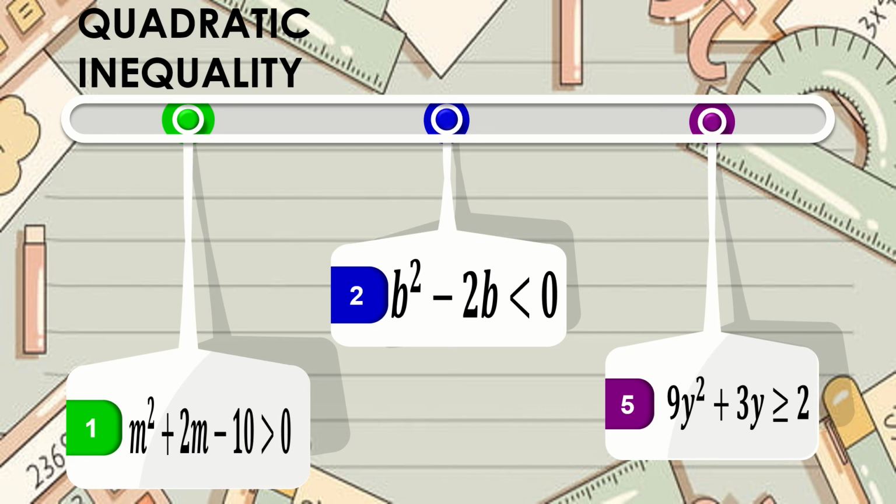Because it is a second degree polynomial, or the highest exponent here is 2, and it has an inequality sign, which is greater than, less than, greater than or equal, and less than or equal to. Number 1, we use the greater than sign. Number 2, we use the less than sign. And in number 5, we use the greater than or equal sign.